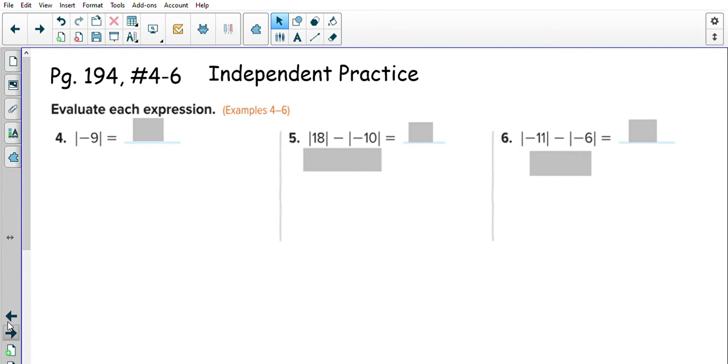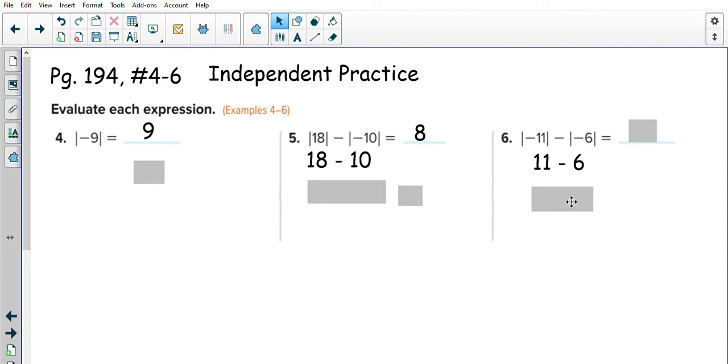All right, how do we do? These also ask us to evaluate each expression. So in number 4, absolute value of negative 9, that is in fact 9. Number 5, absolute value of 18 is 18. Absolute value of negative 10 is 10. I need to subtract those. Final solution will be 8. Number 6, absolute value of negative 11 is 11. Absolute value of negative 6 is 6. 11 minus 6 will get us 5.